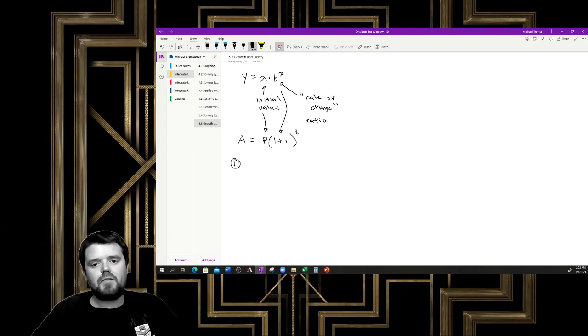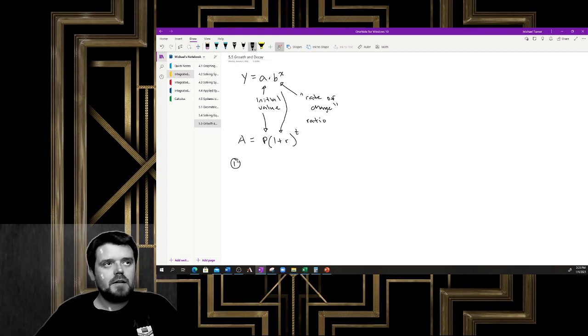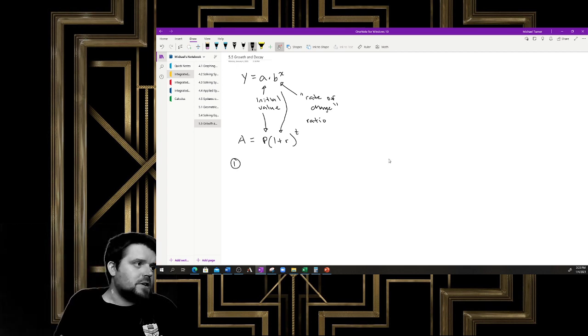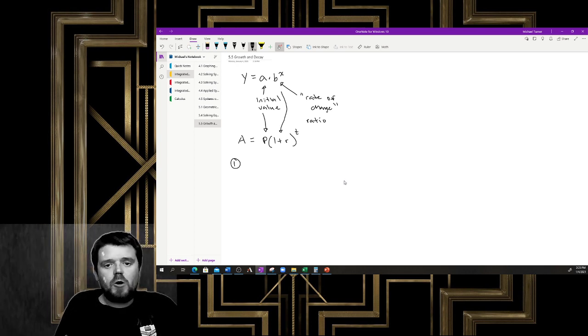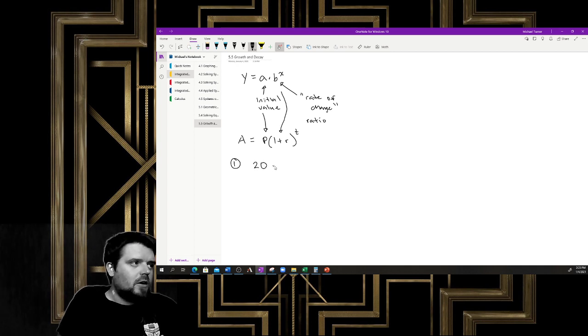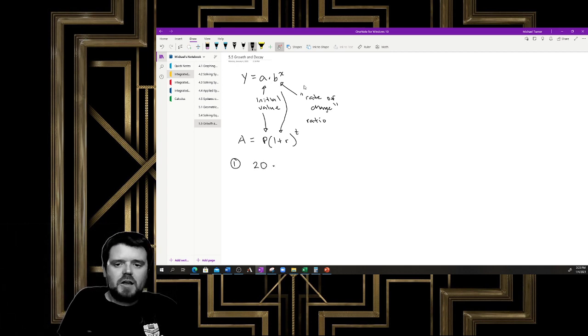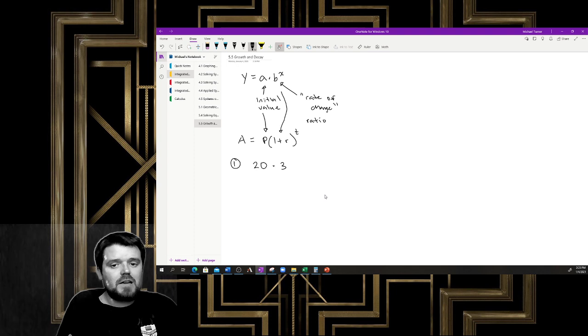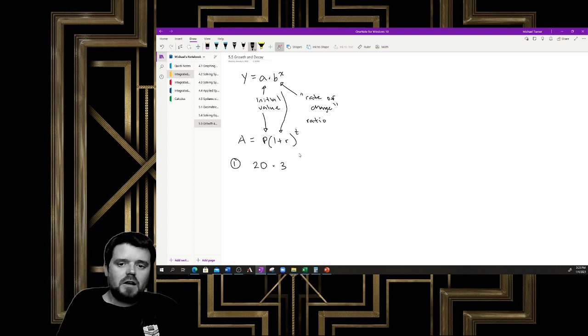But let's say I have an initial population of rabbits. Say I have 20 rabbits to start out, and that population triples over time. I want to know how many rabbits I'm going to have in 5 years. Okay, so when I have something simple like doubling or tripling, then I can just write a whole number for my b or my 1 plus r. Tripling is 3, right?